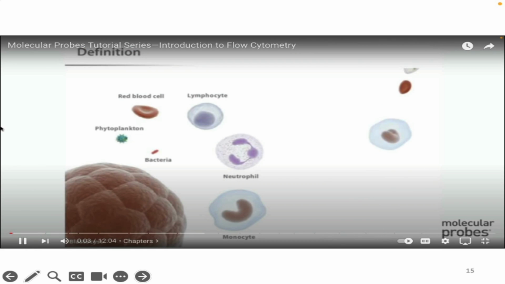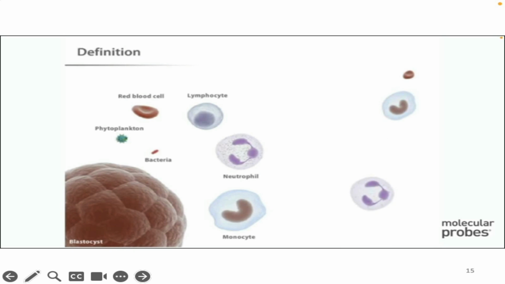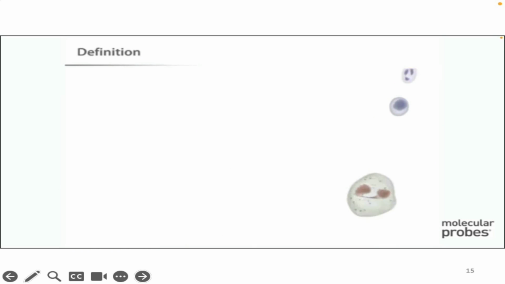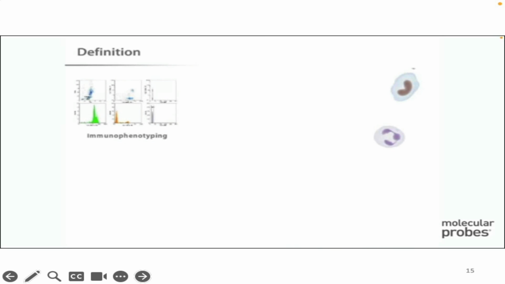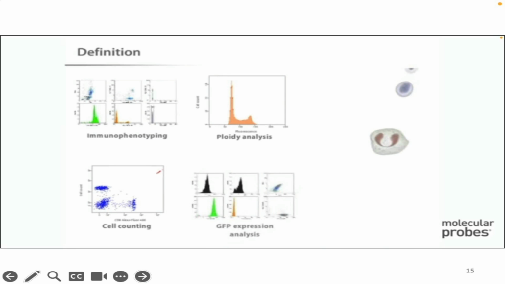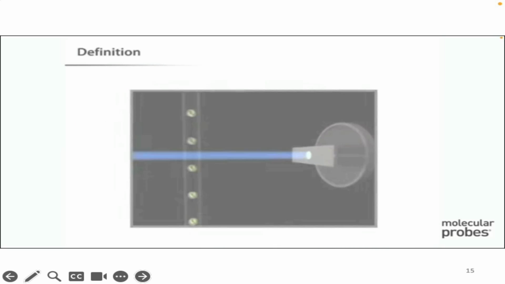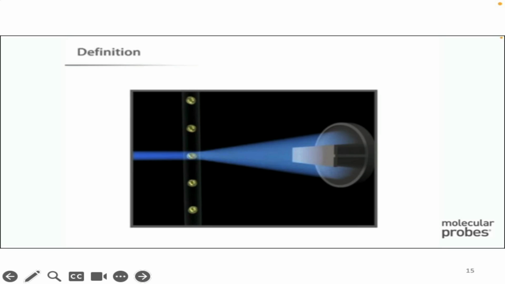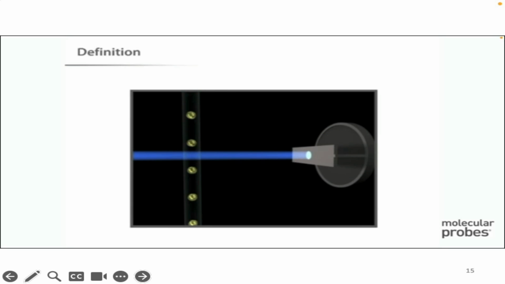Flow cytometry is a powerful technique for the analysis of multiple parameters of individual cells within heterogeneous populations. Flow cytometers are used in a range of applications, from immunophenotyping to plethysmography analysis to cell counting and GFP expression analysis. The flow cytometer performs this analysis by passing thousands of cells per second through a laser beam and capturing the light that emerges from each cell as it passes through.